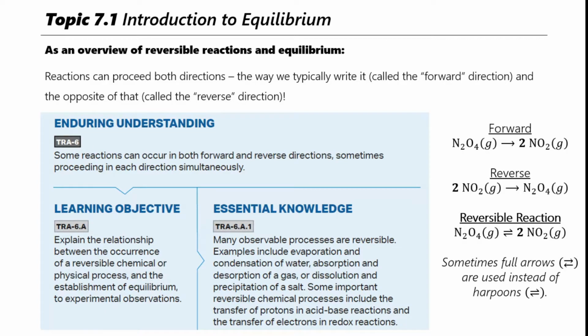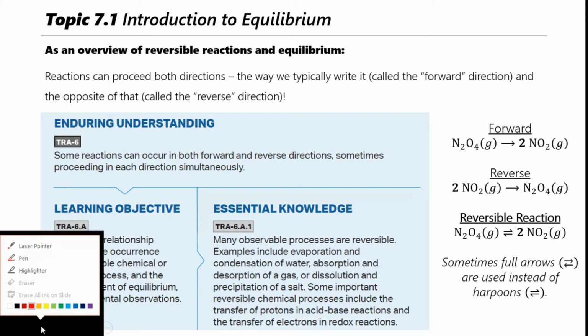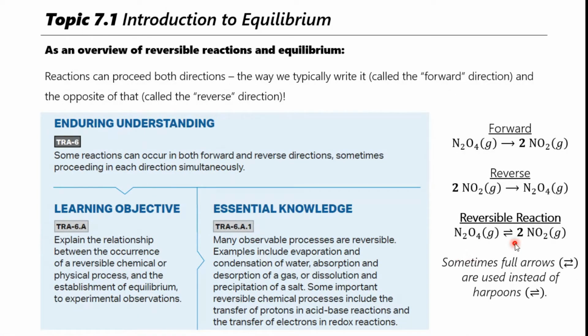To show that the reaction is happening in both directions at the same time, simultaneously, not one then the other, then one then the other, we use a set of harpoons. It's these little arrows right here. This little set of double arrows, the harpoons, one going right and one going left, shows that this is a reversible reaction. Sometimes you'll see people use full arrows. I'm not a huge fan of it. I like the harpoons a lot better. I think it looks nicer. But there's not really anything technically wrong with that.